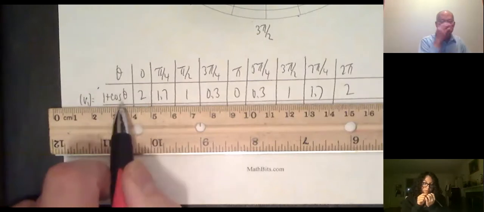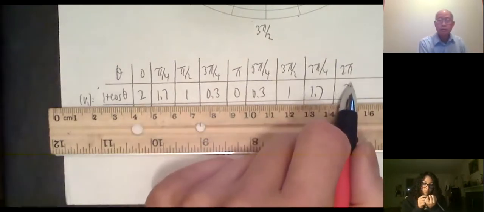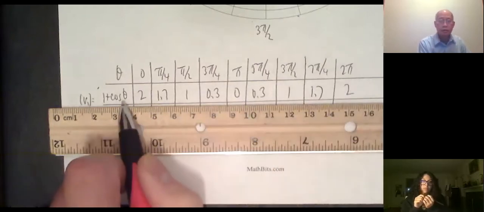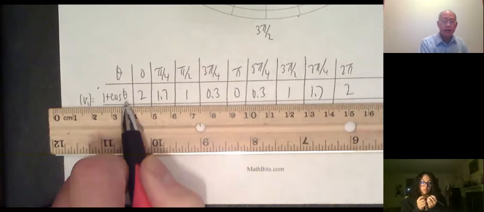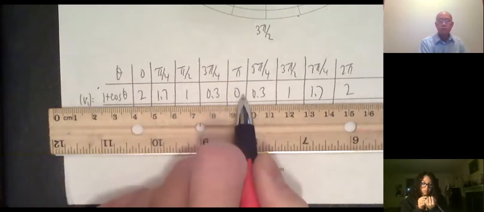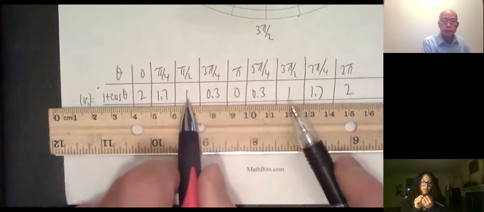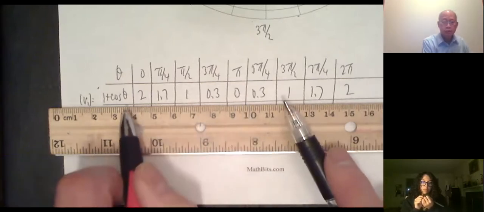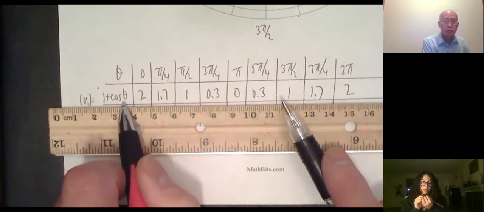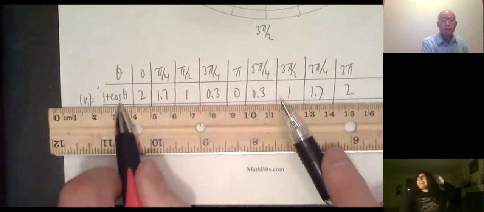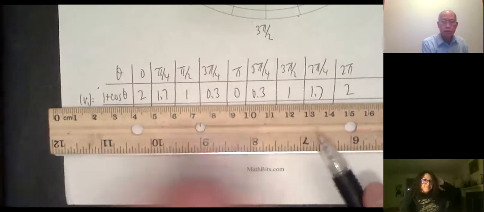Okay. Let's do 1 plus cosine theta. Plug in 0. Cosine of 0 is 1. 1 plus 1 is 2. And likewise for 2 pi, 2. Cut that in half, plug in pi. Cosine of pi is -1. 1 minus 1 is 0. Cut those in half. Pi over 2, 3 pi over 2. Cosine of pi over 2 is 0. 0 plus 1 is 1. Cosine of 3 pi over 2 is also 0. 1 plus 0 is 1.